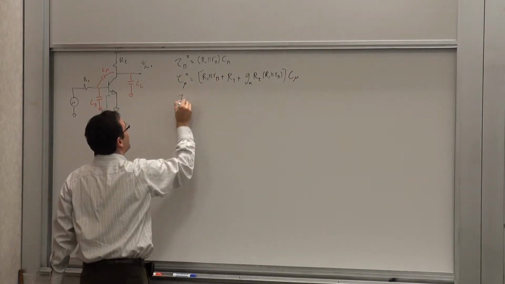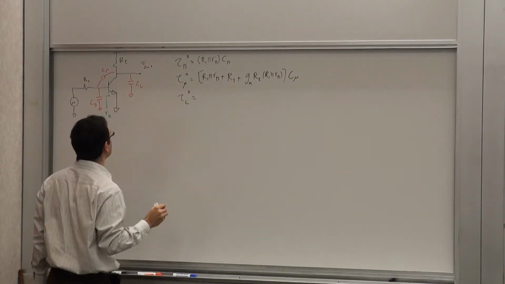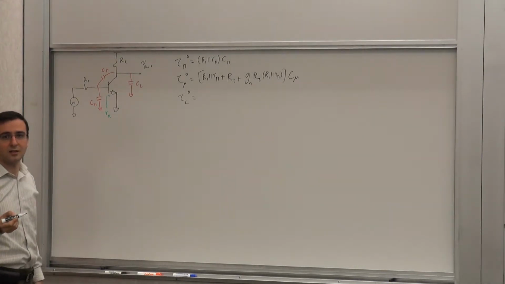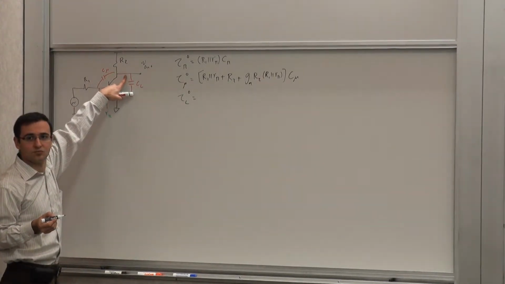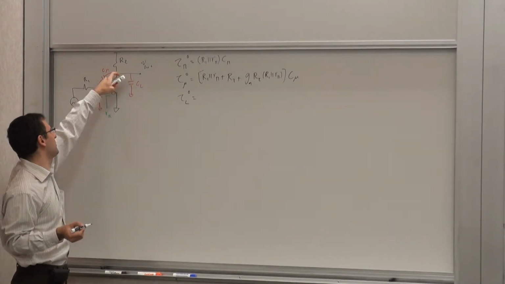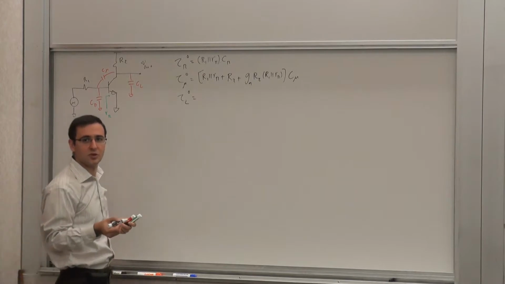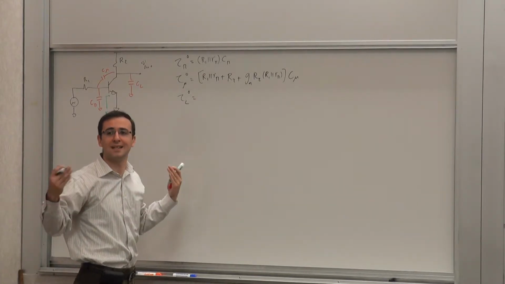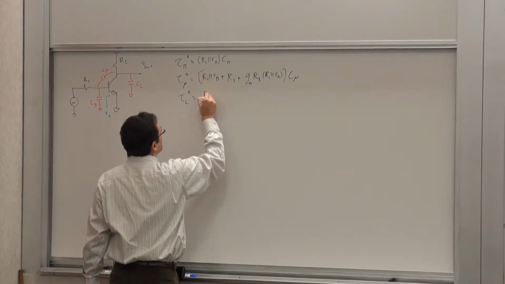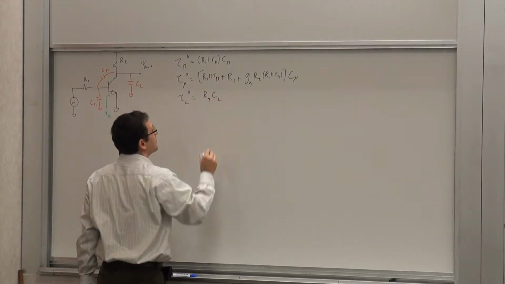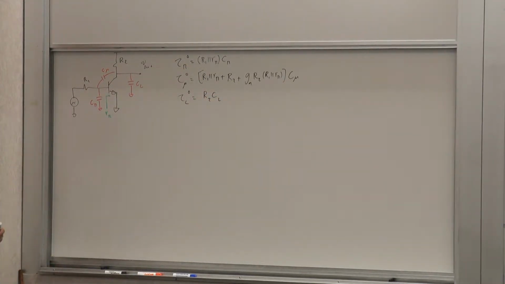And what's tau L 0? This is trivial, right? What is the resistance seen from this node to ground? R2, right? I mean, if you have an R_O, it's going to be R2 parallel R_O, but you can assume that R2 has already subsumed R_O. So it's R2 C_L. So these we have calculated before.